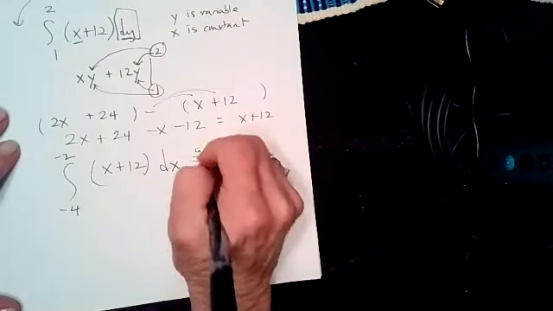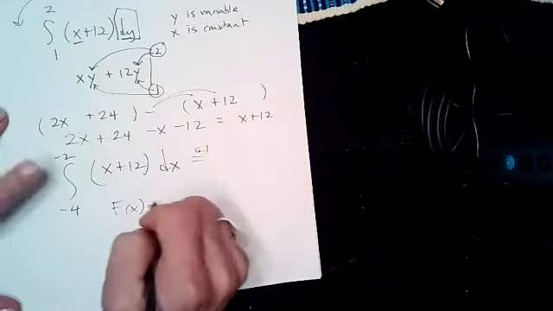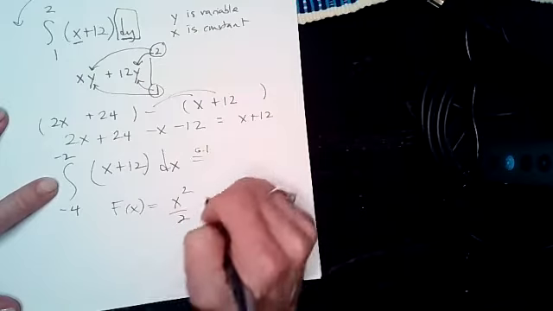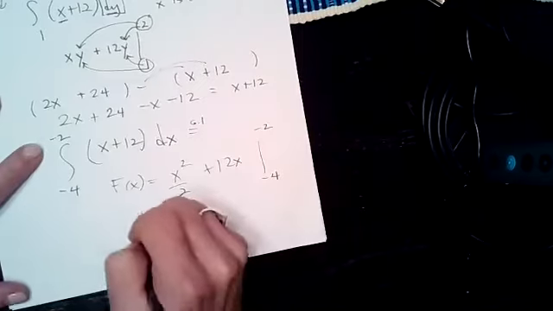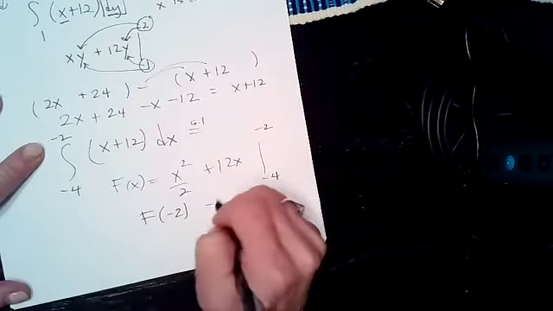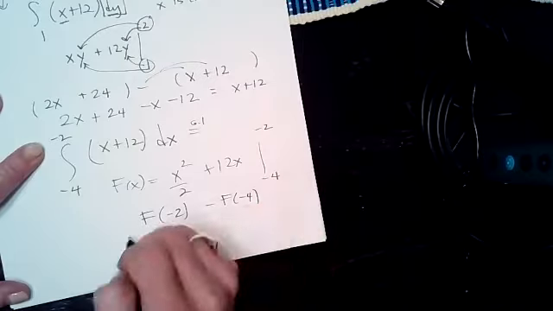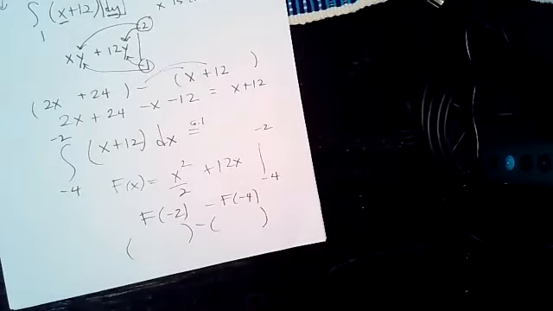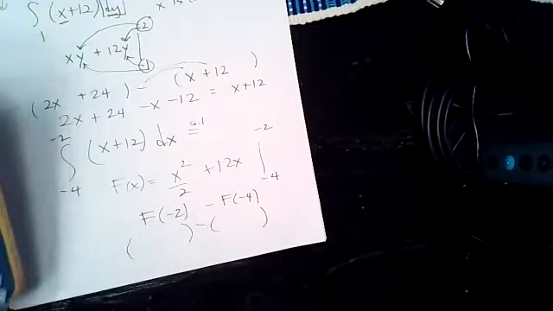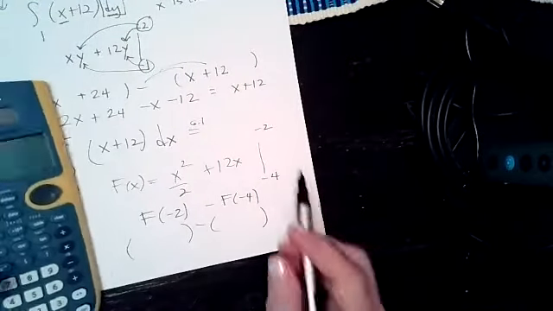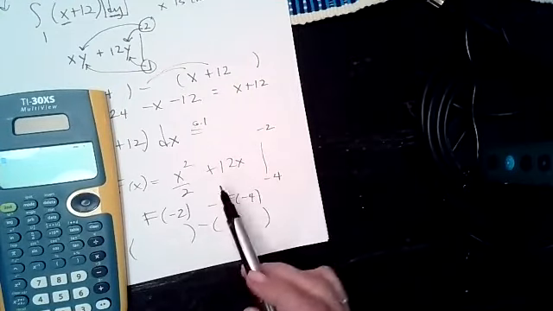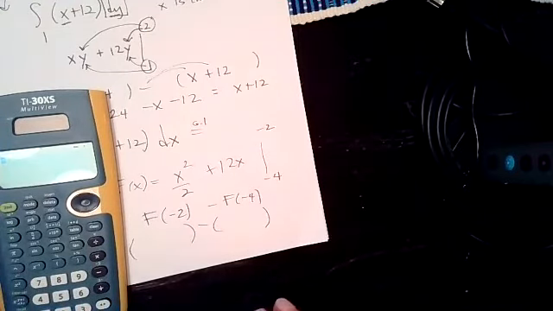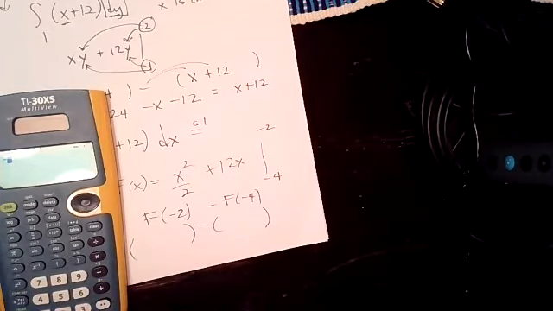So this is just 6.1. And my antiderivative of x is x squared over 2 plus 12x, from -4 to -2. So f of -2 minus f of -4. And y'all know that once I get here, I can use my calculator. So I'm going to store -2 for x, so I can plug it in here. They don't take decimals, so you have to make everything a fraction.